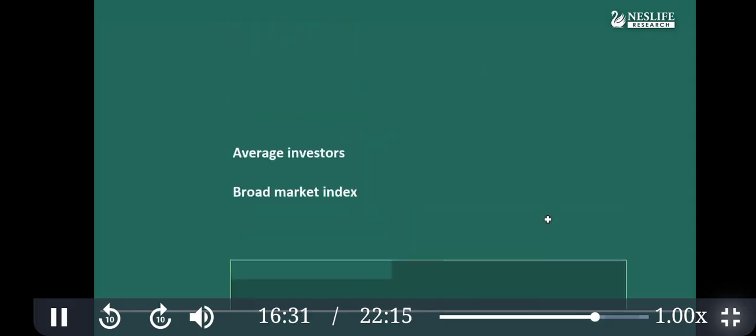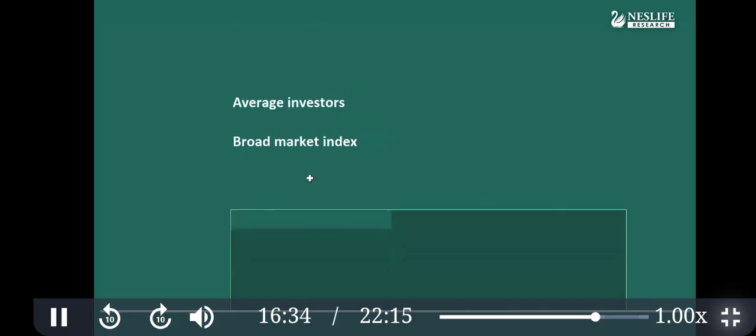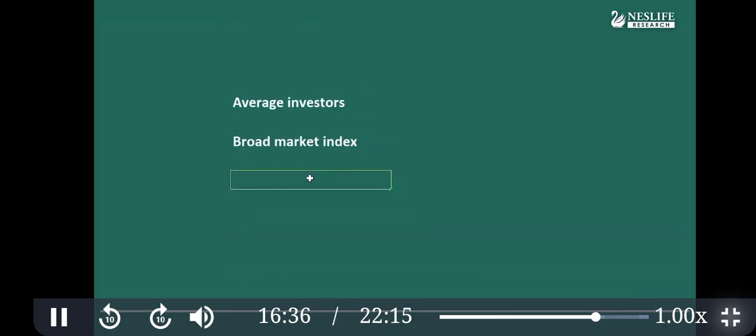That's what we are doing. My aim is just to teach relevant points only, not the entire theory. So for an average investor, a broad market index based on the Nifty 50. Let's write it down. Nifty 50. Then Next 50, it is called Next 50. That means stocks from 51 to 100.